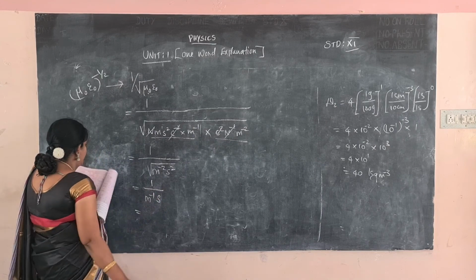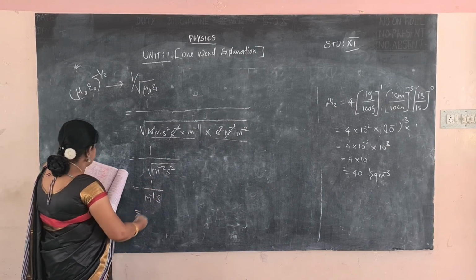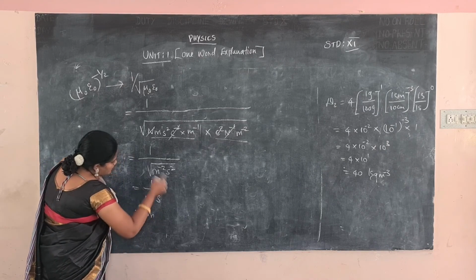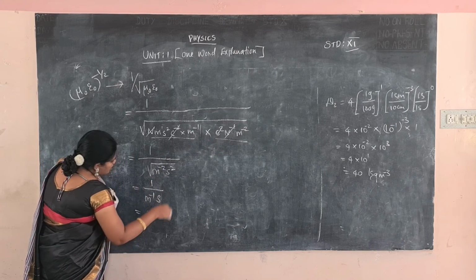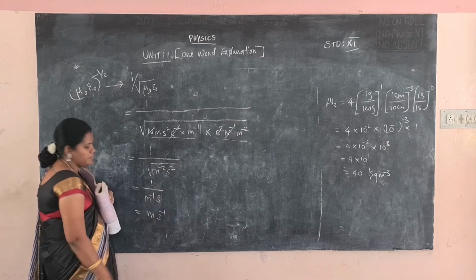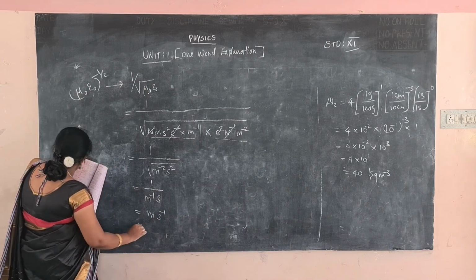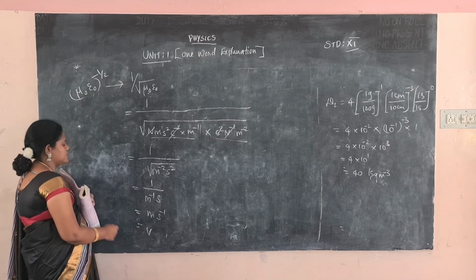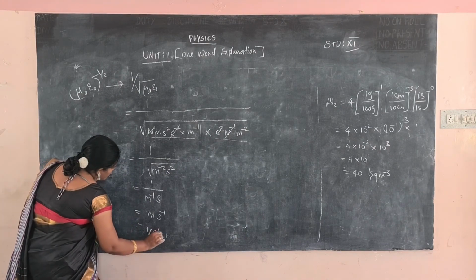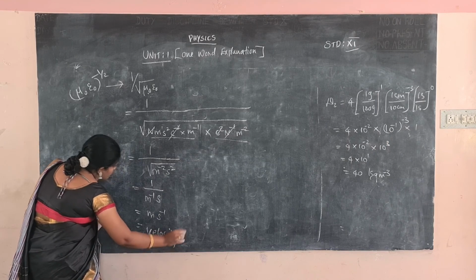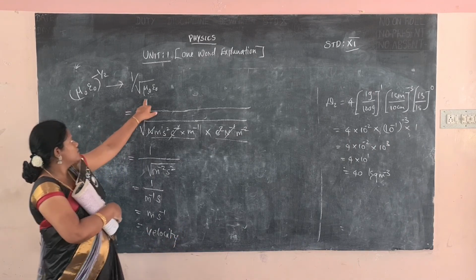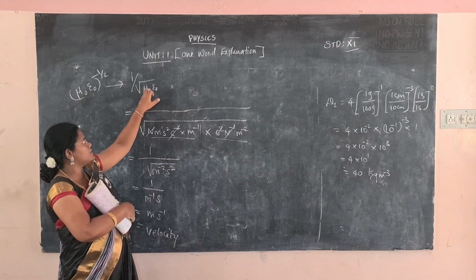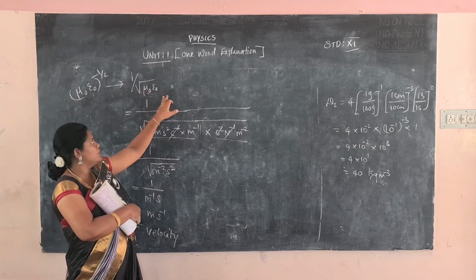So meter power minus 1 will be taken to the numerator as meter, and second will be taken as the numerator, giving meter per second. So meter per second is the unit of velocity. So how will you derive that? You substitute the unit of mu naught, substitute the unit of epsilon naught. First you should know the unit of mu naught and the unit of epsilon naught.